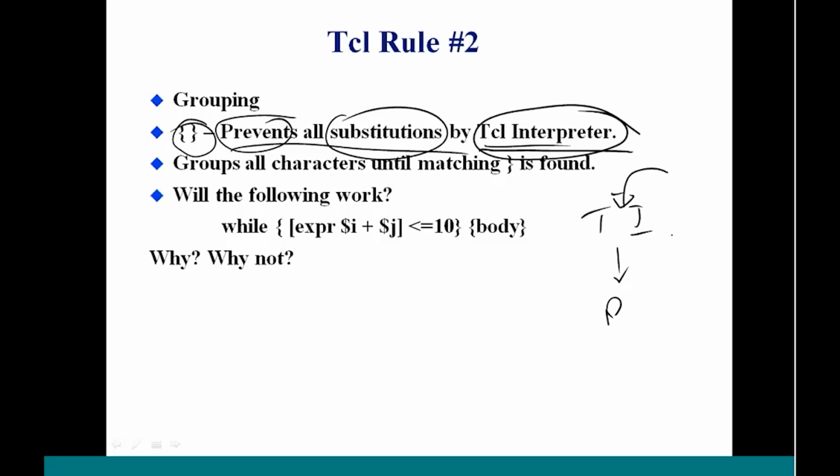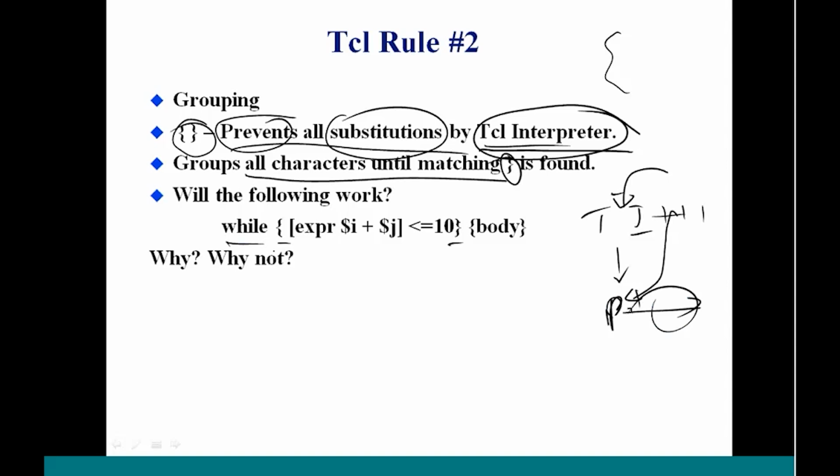All the commands first go through the Tcl interpreter. It is interpreted into multiple words, and then that is sent to the parser, and the parser actually understands what the command is and what is needed for that command. One thing to note is that once you start a group with a brace, it groups all characters until a matching brace is found, and it also prevents all substitution. Now let's look at this particular command where we started the brace.